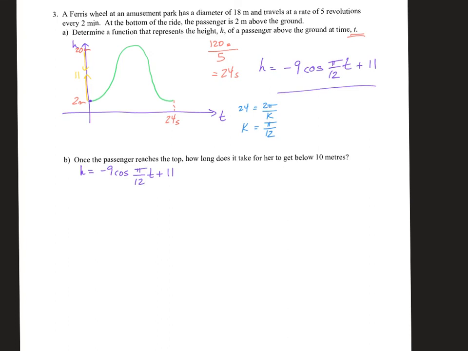So the question asks, once the passenger reaches the top, how long does it take for her to get below 10 meters? Well, what I'm going to do is solve for when she gets to 10 meters. To know that point is going to be important, and then I can adjust some things. So I'm going to sub in an h value of 10. That's going to get me that equation, and now I can work through to solve.